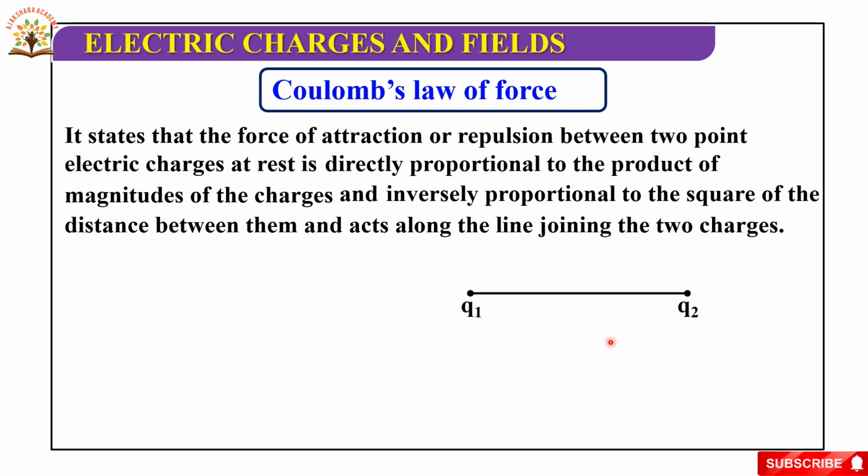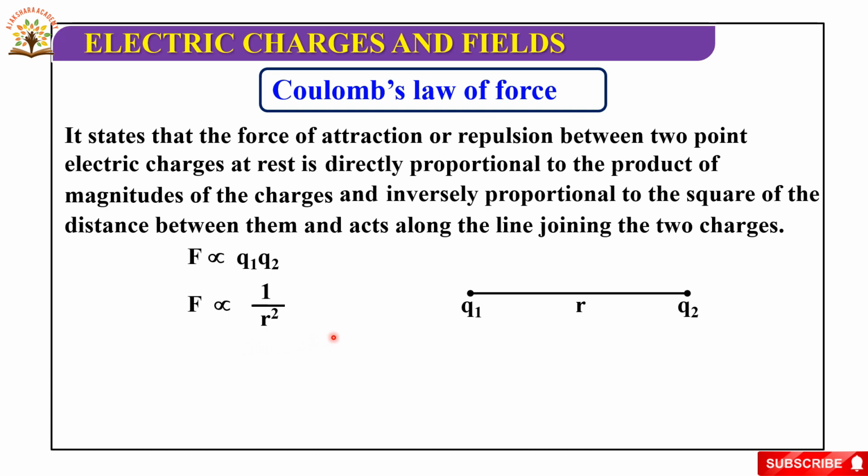Here we are taking two point charges, one is Q1 and the other is Q2, which are at a distance of r. First, force. As per the statement, the force of attraction or repulsion between two point electric charges at rest is directly proportional to the product of magnitude of the charges. Here charges are Q1 and Q2, product Q1 Q2. So, F is directly proportional to Q1 Q2.